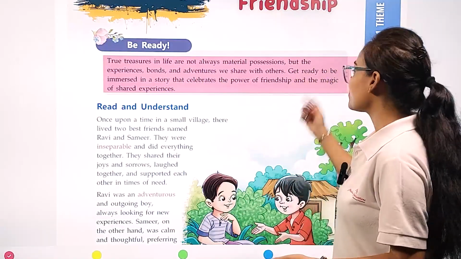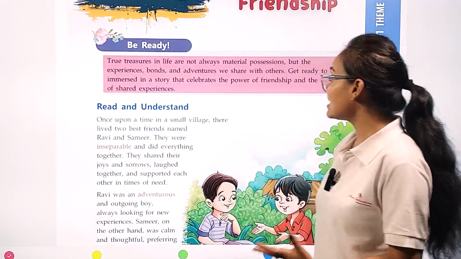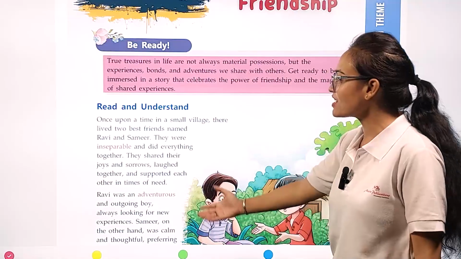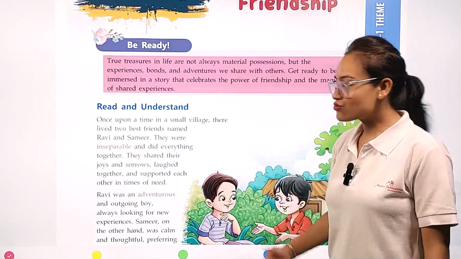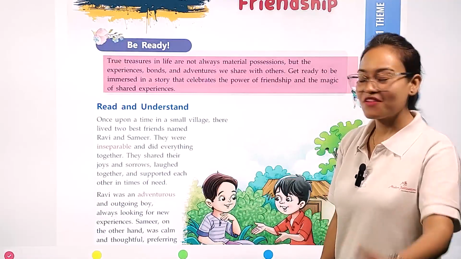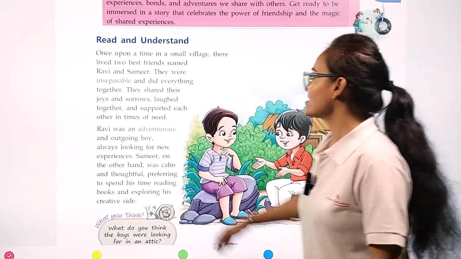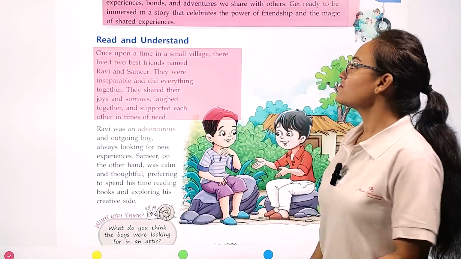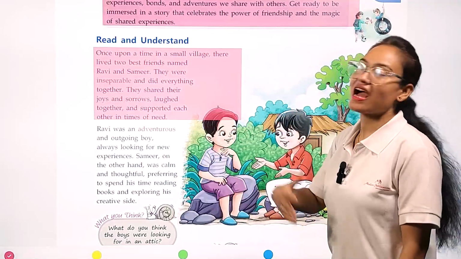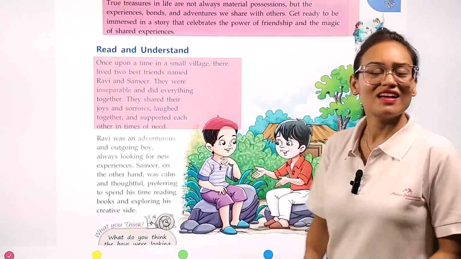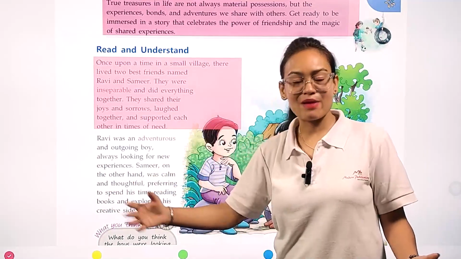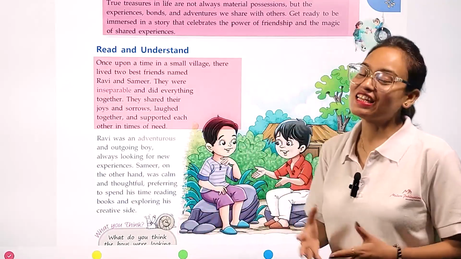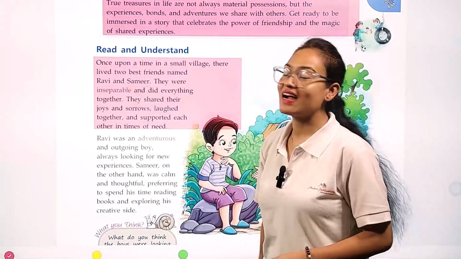Get ready to be immersed in a story that celebrates the power of friendship and the magic of shared experience. In this chapter, my dear student, you are going to see with me the real power of friendship. Now read and understand. Once upon a time in a small village, there lived two best friends named Ravi and Samir. This story starts with two boys living in a small village, and they are best buddies. They are best friends. The names of these two boys are Ravi and Samir.